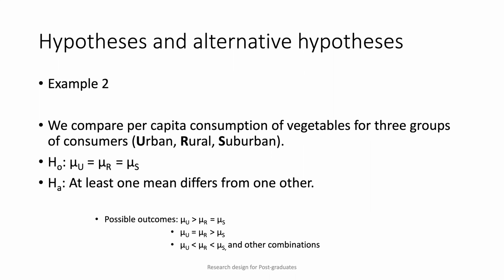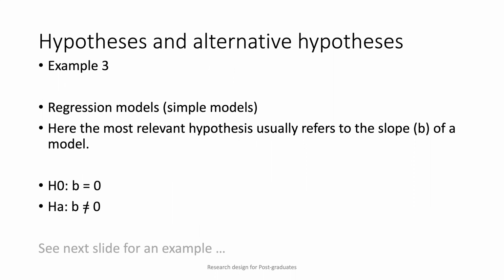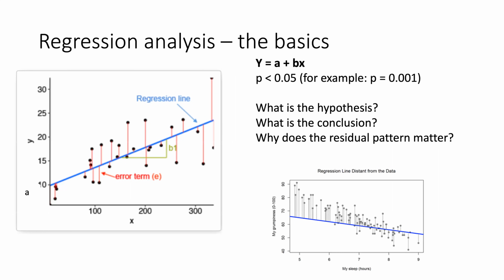A special case that must be considered in this context is a slightly different way of approaching things, and that is regression models. Let's take the example of a simple regression model. I'm going to show you the next slide so we can see it right away. A regression model is a way of making a line of best fit through a data set.